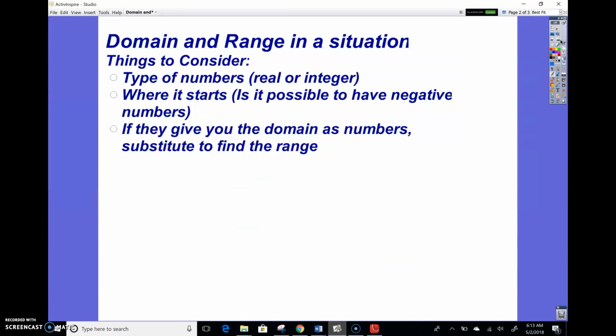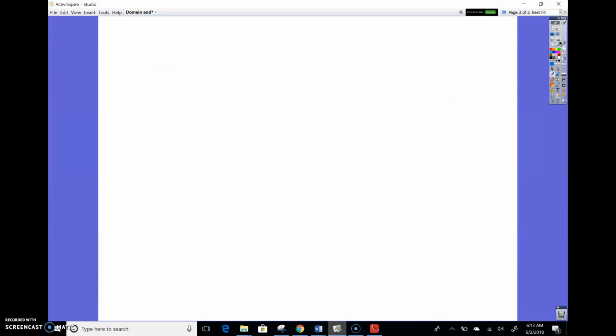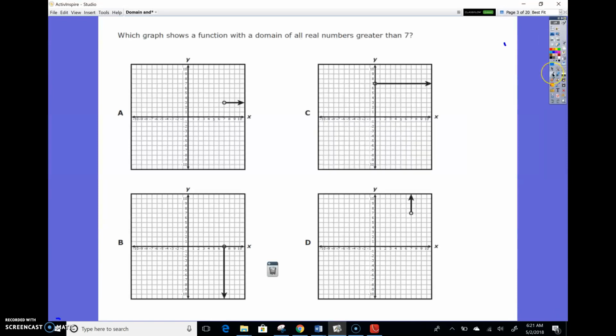Now, domain and range in a situation, things you need to consider: the type of numbers, is it real or integers? Where it starts, is it possible to have a negative number? If they give you the domain as numbers, substitute to find the range. Okay, we'll do some example problems and you might be able to see what I'm talking about, okay? So, alright, let's look at our first problem, okay?